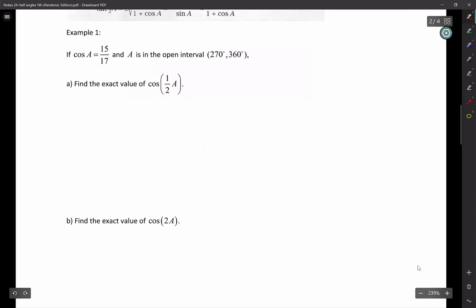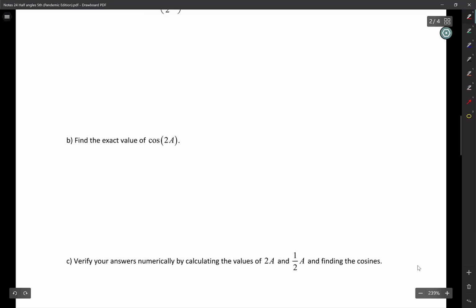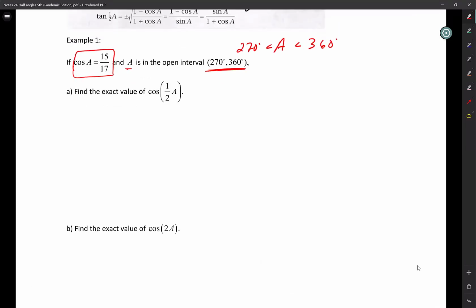Let me show you how to use it, guys. It says if cosine A equals 15 over 17, and A is in the open interval 270 to 360, so that means A is some angle somewhere between 270 degrees and 360 degrees. What angle is it? I don't know. Can we figure it out? Yes, we could figure it out. We'll wait for letter C for that. It wants to know what is the exact value of cosine half A.